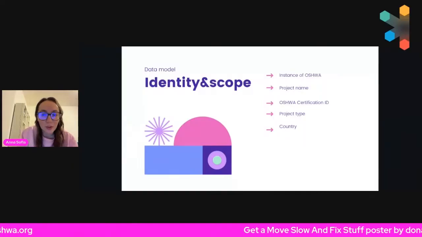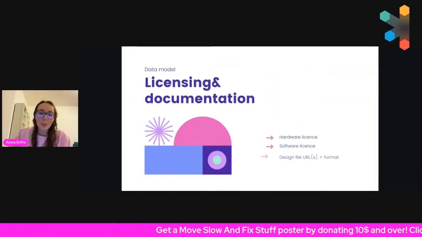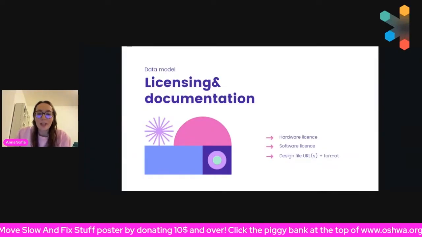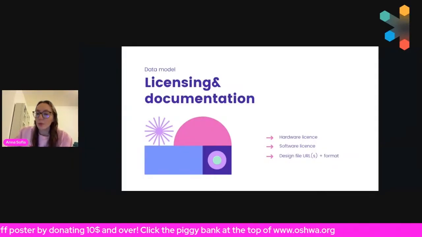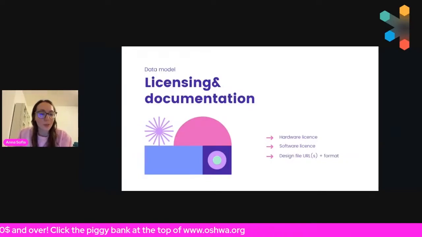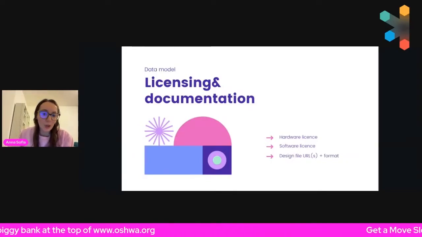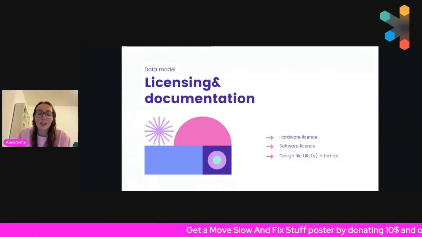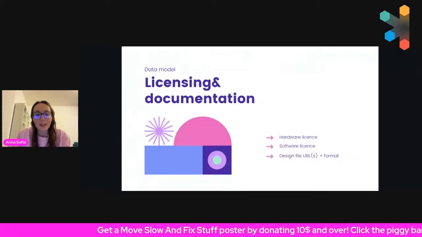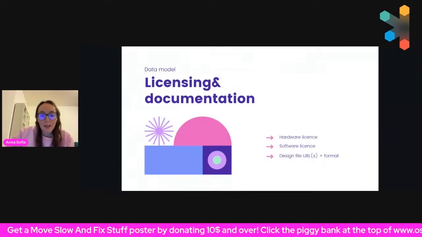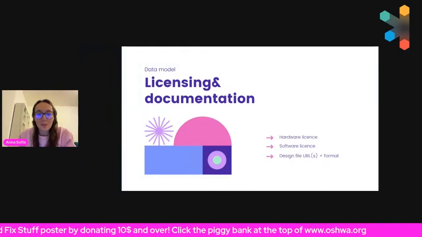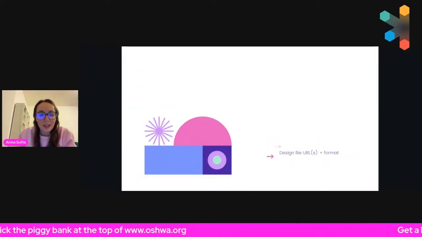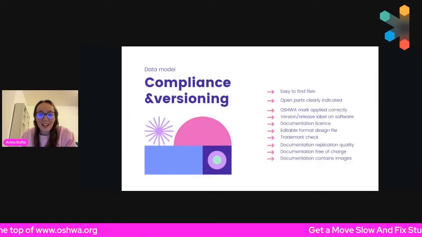Then if we go over to the next one, we see that there is also, of course, information about licensing. So hardware license, software license, also information like design files and formats they are available in. And if we go over to the next slide, we see the maybe most important part, which is about the compliance to OSHWA. If we go to the next slide. Sometimes it lags a little bit.